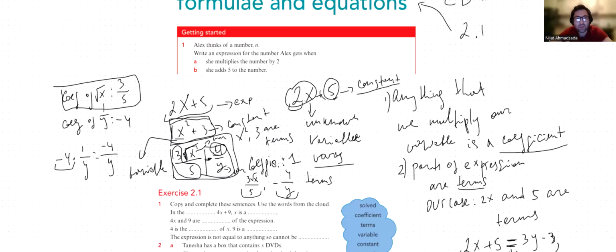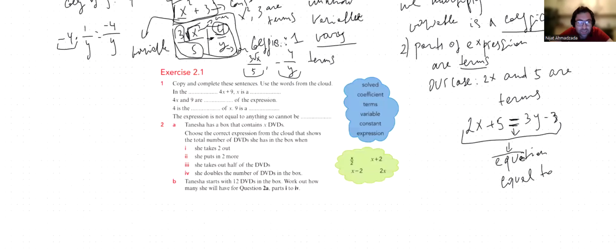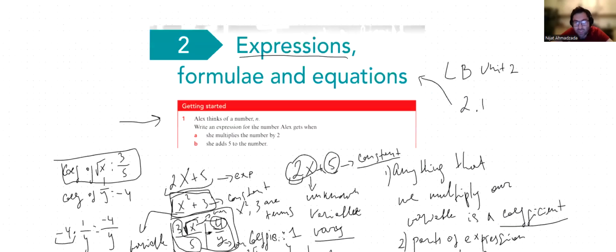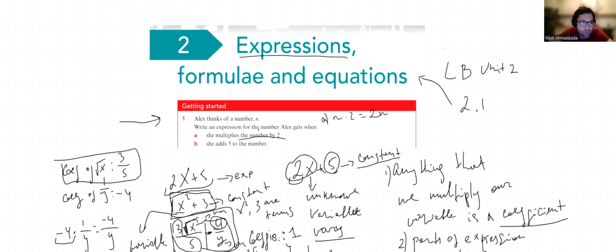So now let's do a starting question. It is in the chapter, okay? It's not in 2.1 yet, it's not one of the exercises of 2.1. It's just the exercise at the beginning of the chapter itself. Alex thinks of a number n. Done. So part A. This is Alex's number n. She multiplied the number by 2. n times 2, or let's write it as 2n. It says write an expression for the number Alex gets, right? So when she thinks of the number n and multiplies by 2, she gets 2n.